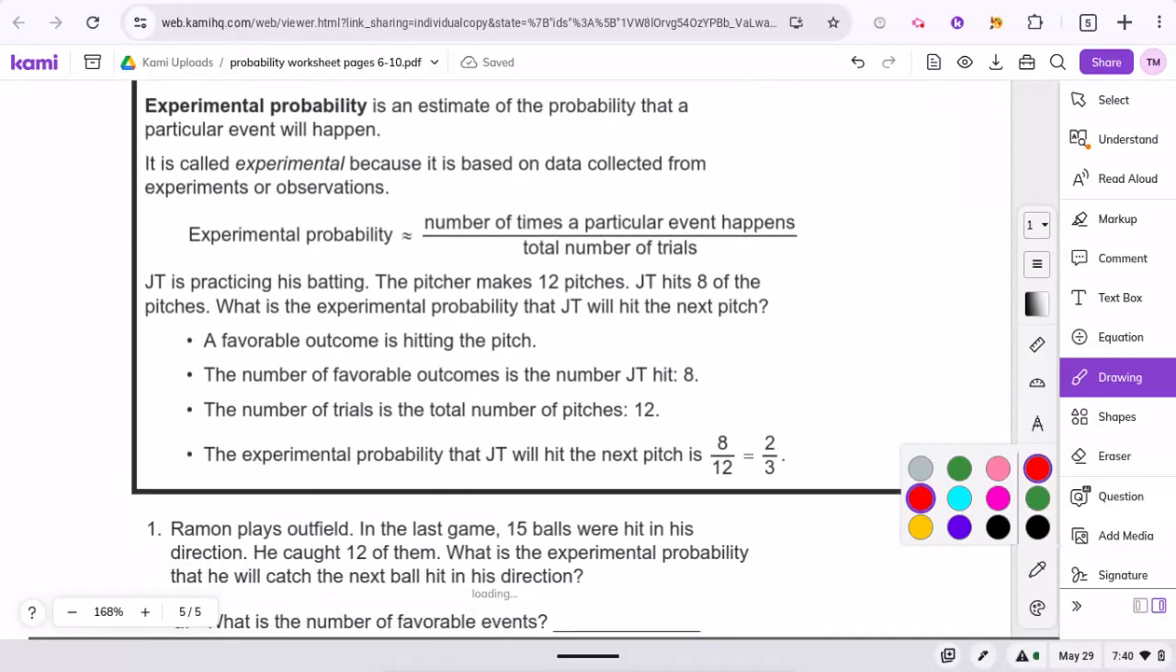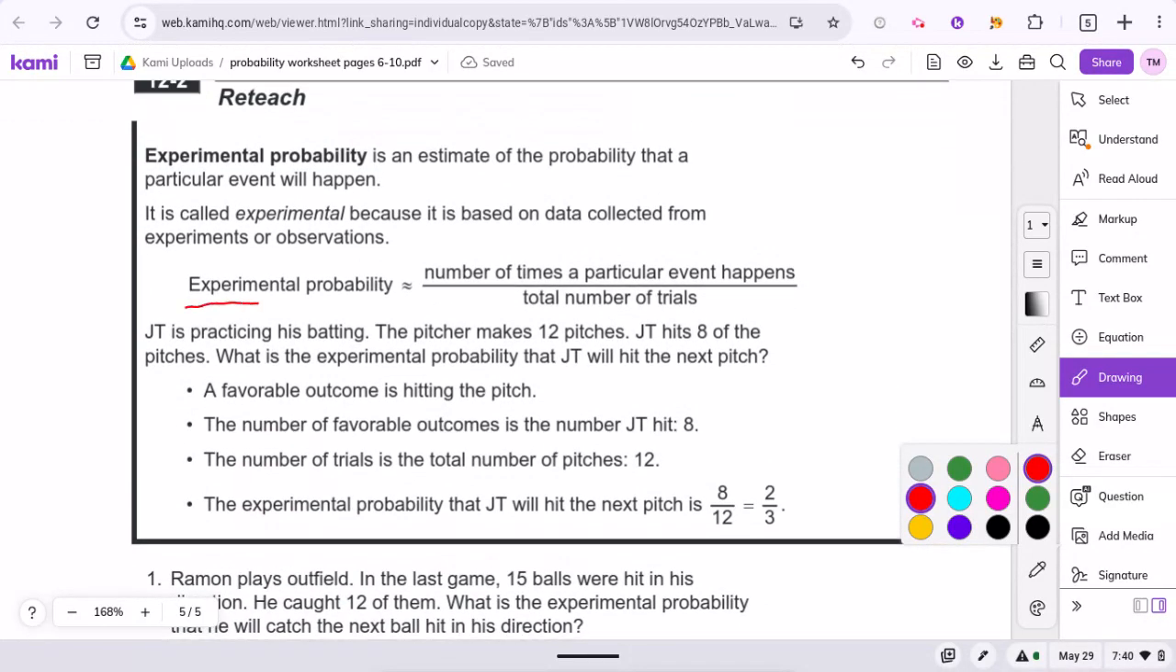And then the last page, it reviews the formula for experimental probability. And remember, these are all pretty much approximately equal to. And it gives an example here about someone batting.